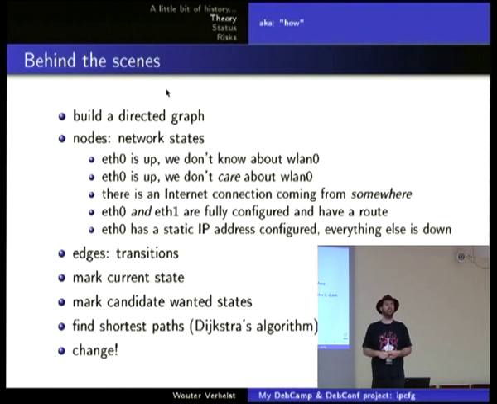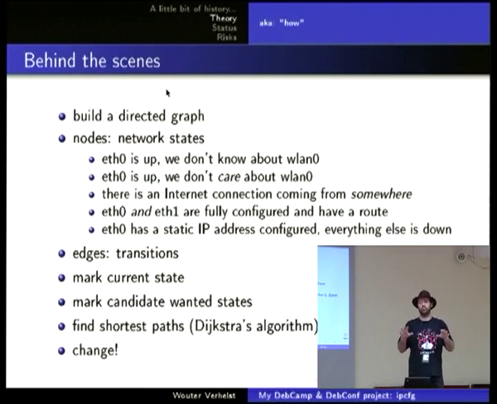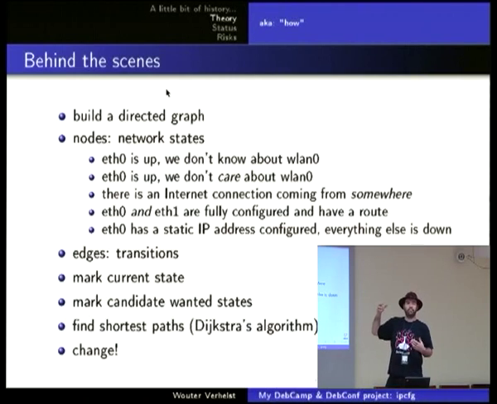It starts by building a directed graph. For those of you not familiar with that term, graph theory is a fairly extensive subset of mathematics in which you basically have a system built on nodes, which are states, and edges, which are transitions. So I thought, why not build a network graph, a directed graph of the network state? Any node in this graph can mean a particular state.